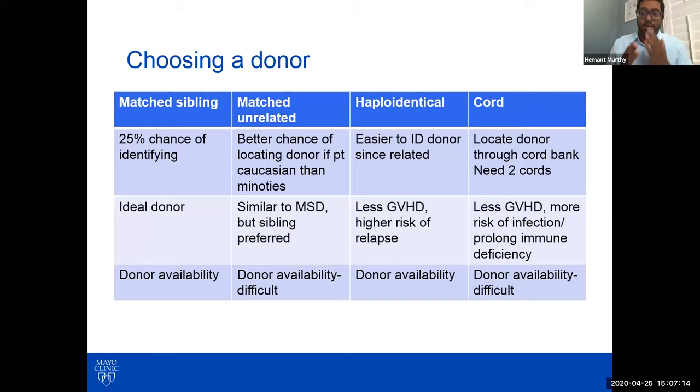So I've been talking about donors. I wanted to put this into a table just to show you the things that we as transplanters think about when we're choosing the right donor. We look at a matched sibling. Right now, that is the ideal donor. They are readily available. They have right now the best outcomes of any donor in terms of toxicity, in terms of graft versus host disease. A matched unrelated donor, the rates have gotten a lot better, so the outcomes are similar to a matched sibling donor. However, there may be difficulties in finding a donor, especially minority donors.